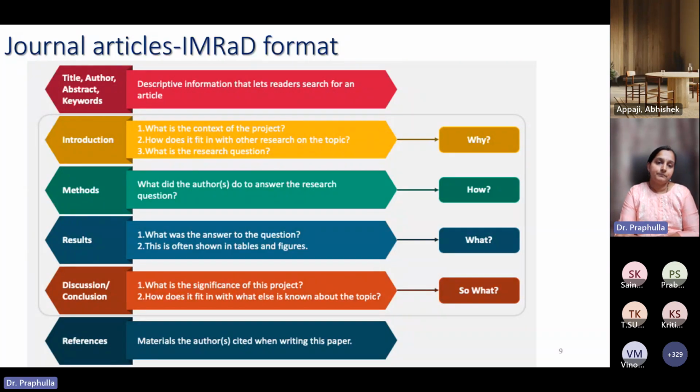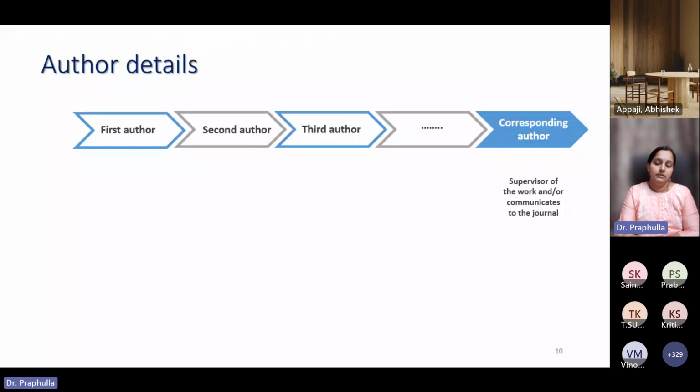So next, coming to the author details. If you see a journal article or a research article, you see many authors. For one author, there will be a star. That person is the corresponding author. He communicates with the journal, he communicates with the editor.